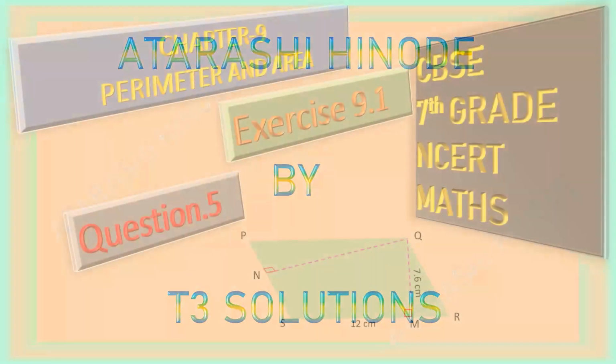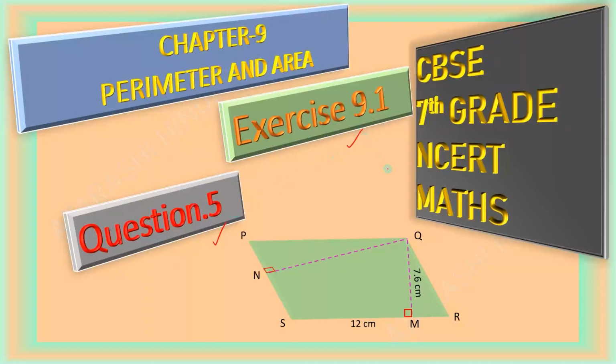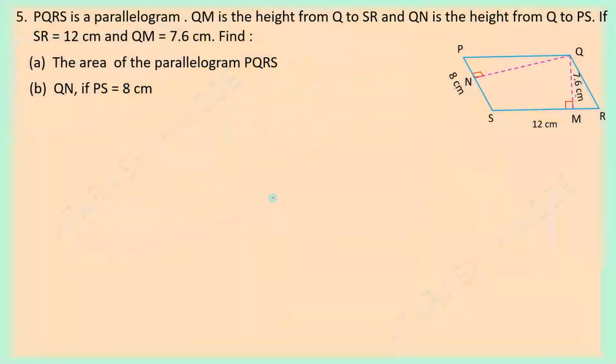Today we are going to do the fifth question of exercise 9.1, 7th grade CBSE NCERT Maths. Here PQRS is a parallelogram and QM and QN are the perpendiculars. QM is perpendicular to the base SR and QN is perpendicular to the base PS. Also given QM equal to 7.6 cm, SR equal to 12 cm and PS equal to 8 cm.